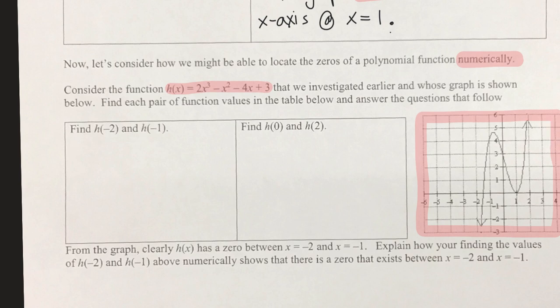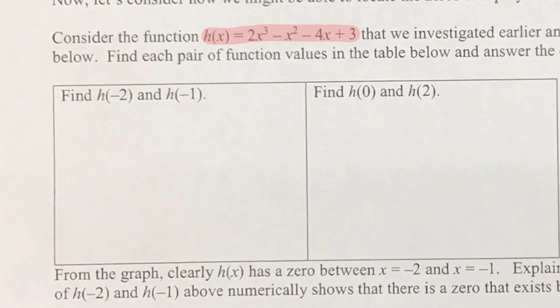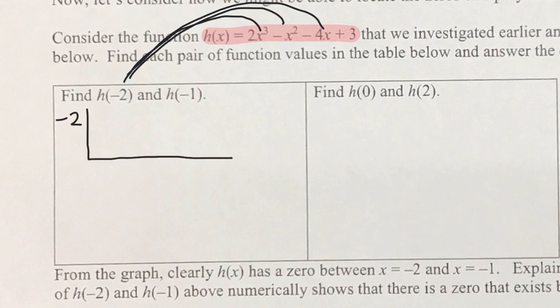And it wants us to find some values from the graph. Okay, h of negative 2 and h of negative 1. So there are a couple of ways we could do this. We could plug negative 2 into all these x's, right? And you can evaluate it and get a number, or we can use the remainder theorem. And the remainder theorem says that when we synthetically divide your polynomial by any x value, the remainder is the y value, right? That's what the remainder theorem said from a while back.